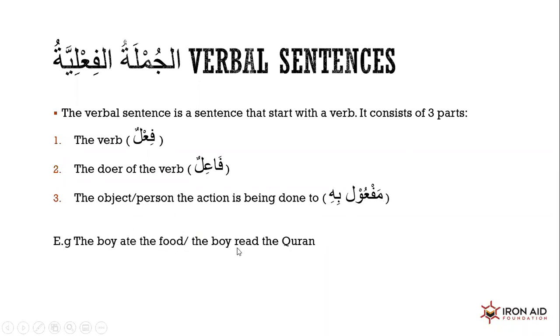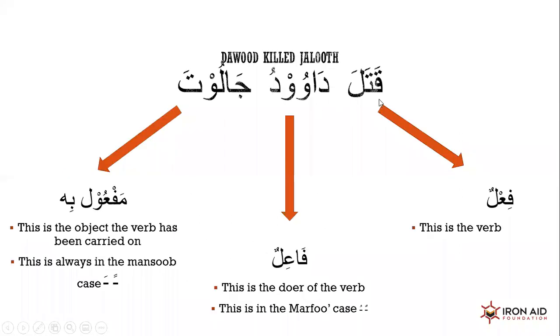Another example, the boy read the Quran. So the boy, again, is the fa'il. Read is the verb. The Quran is what he read. So that is the maf'ul bihi. But obviously in English, the structure is different to what it is in Arabic. So in Arabic, the fi'l will come first, the verb, and then the doer, and then the object. Okay, so this is the example that comes in the Quran.